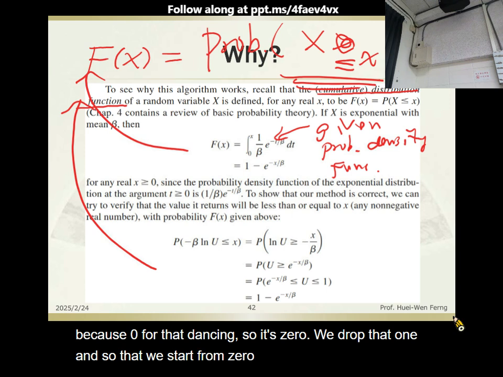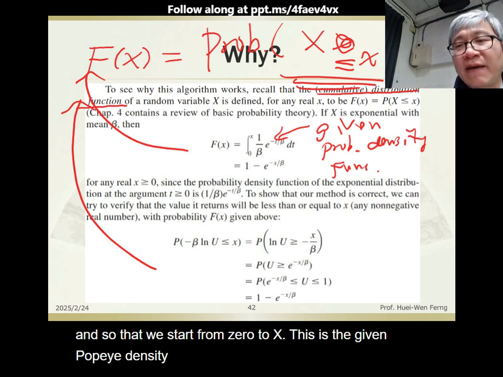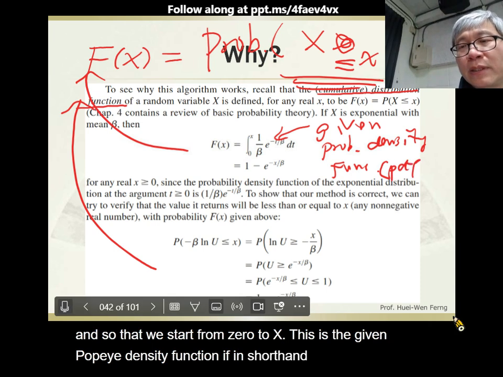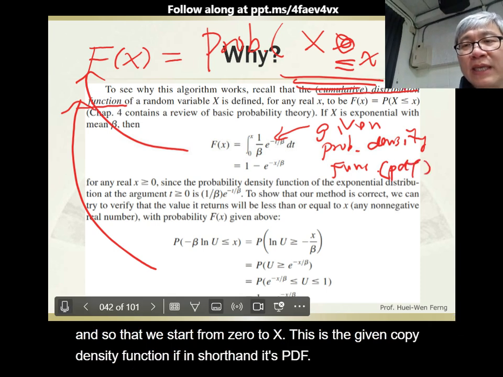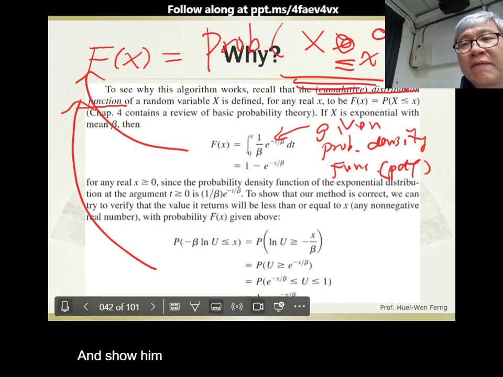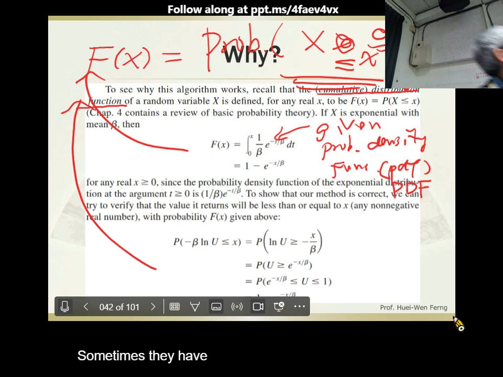This is the given probability density function. In shorthand, it's PDF. And in shorthand, this one is CDF. Sometimes we have a capital P, D, and F. So PDF.